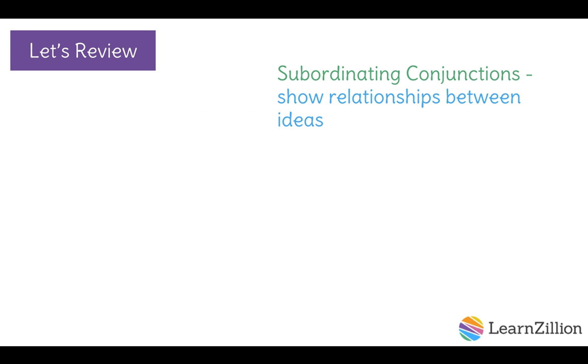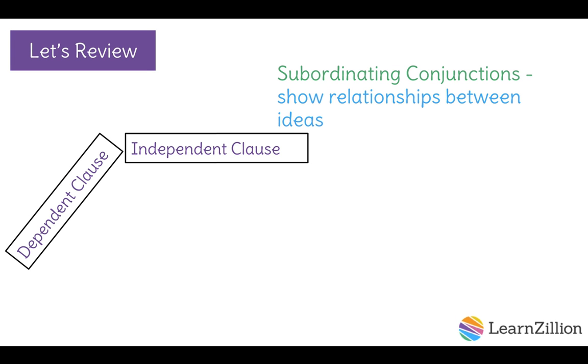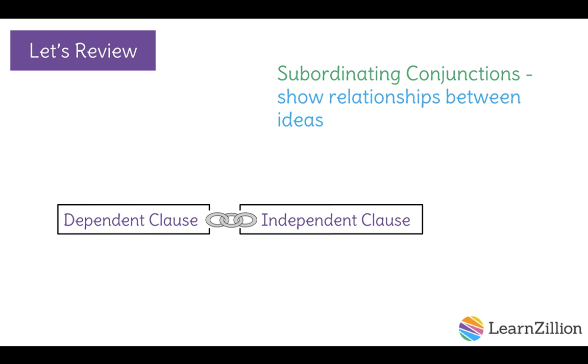The other popular type of conjunction is a subordinating conjunction. A subordinating conjunction joins a dependent clause with an independent clause. The dependent clause can't be alone. It depends on the independent clause to help it form a sentence that shows a relationship. The subordinating conjunction has the job of joining the dependent clause and the independent clause.